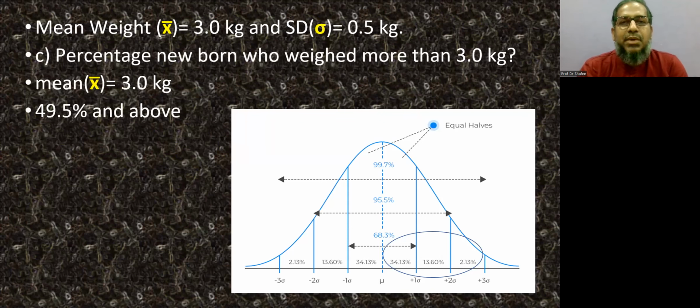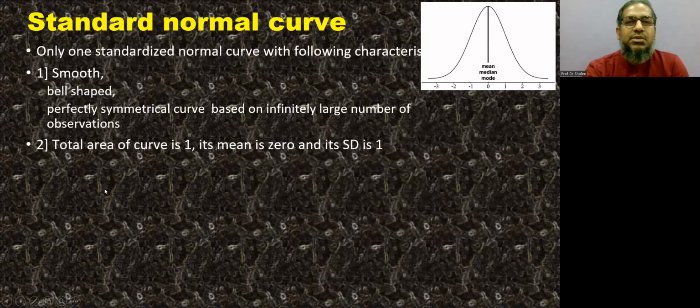Like this, based on the range of normality, we can do calculations and find out the percentage of children falling in the range of 1 standard deviation, 2 standard deviation, and likewise. I hope that you have understood from this example.